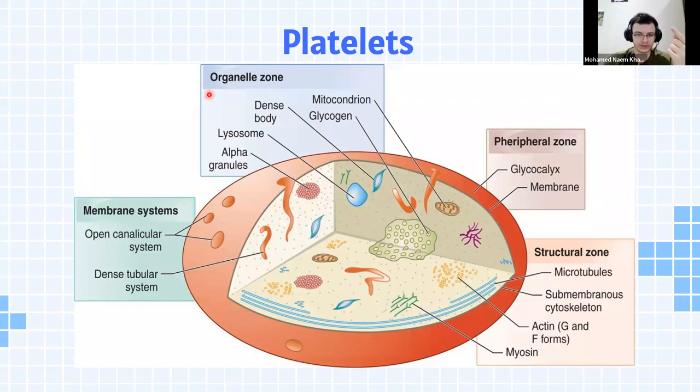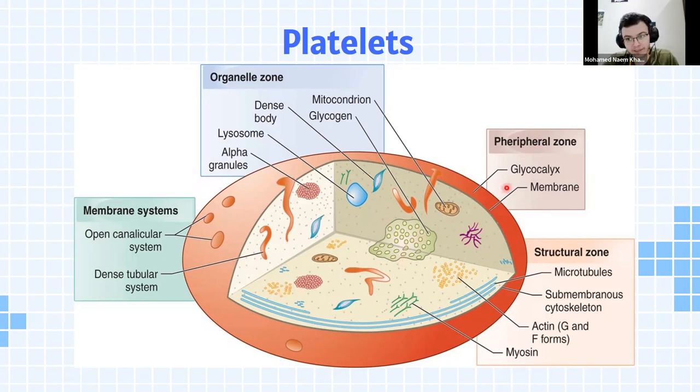First of all, the organelle zone, which are these molecules inside. You know what an organelle is: basically the specific structures inside the cell. Then you have the peripheral zone, which is like the glycocalyx. Remember, we mentioned the glycocalyx regarding the blood vessel. Now we're going to talk about it regarding the platelet. It's found in both, so don't mix things up. Two different places, not the same thing. And the membrane of the platelet.